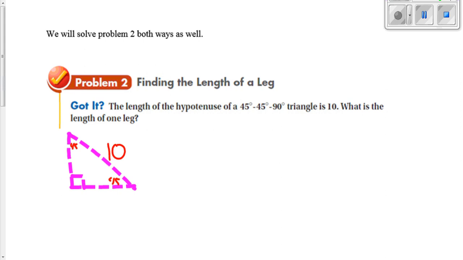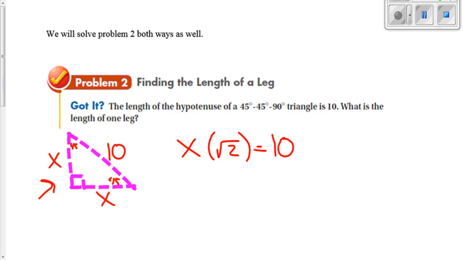So here's method number 1. If that's 10, we don't know these 2 sides, but these 2 sides are equal because that's the characteristic. So what I do know is this: the leg, x, times radical 2 is equal to the hypotenuse. So now I'm going to solve it, because the leg times radical 2 equals the hypotenuse. The hypotenuse is 10. So in order to solve this, I have to divide both sides by radical 2.